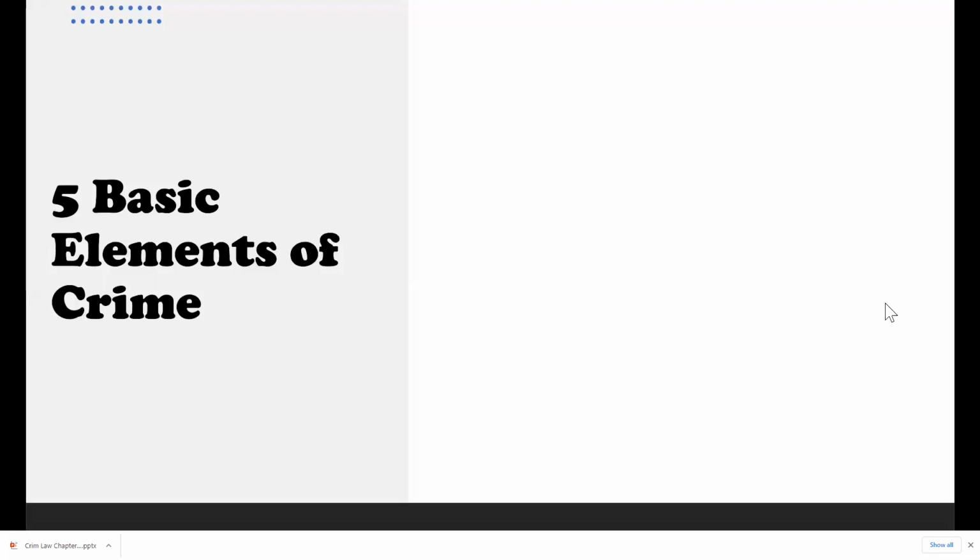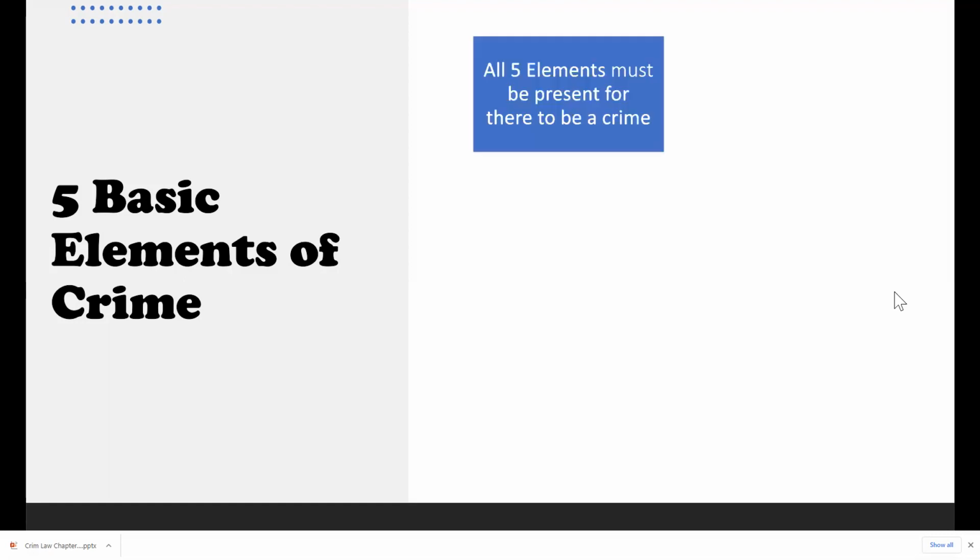And now we get into the heart of what this class is all about. It's about crimes and elements of crimes. Every crime has 5 basic elements, and in addition to those 5 basic elements, certain crimes will also have additional elements. But at the very least, every crime must have these 5 basic elements. All 5 elements must be present for there to be a crime. If one element is missing, then the crime did not happen.